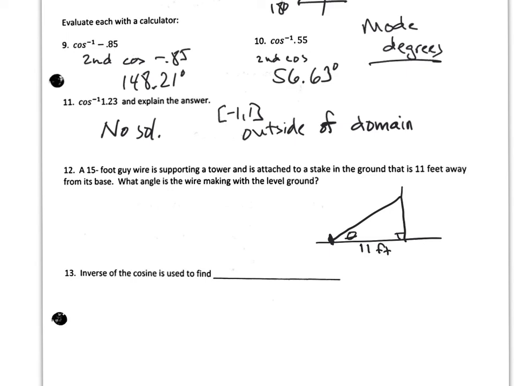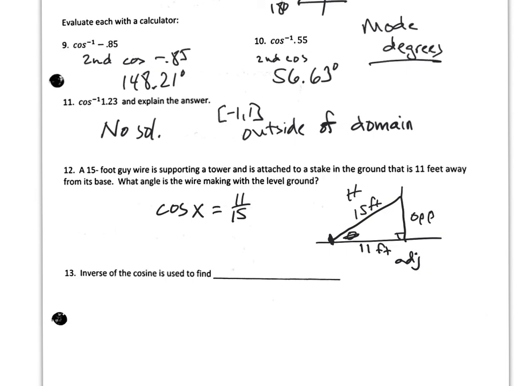So we're looking for an angle, and of course the wire itself is 15 feet. Well, this is hypotenuse, this is opposite, and this is adjacent. So luckily for us, we have adjacent and hypotenuse, so we know that it's cosine. So we're going to set this up. Cosine of what angle is equal to 11 over 15? You don't set it up any different. Cosine is always stuck to the angle.